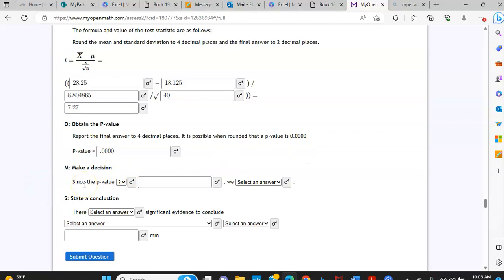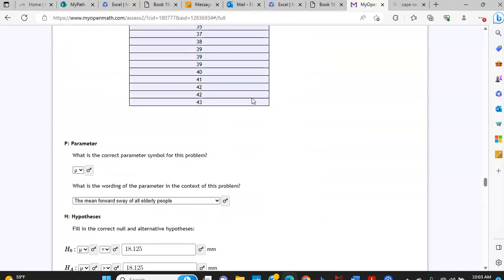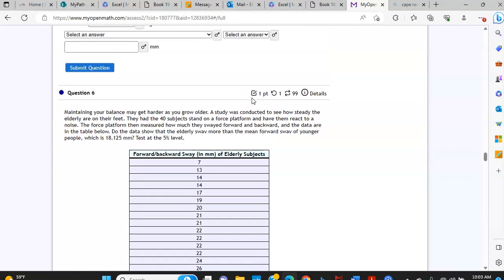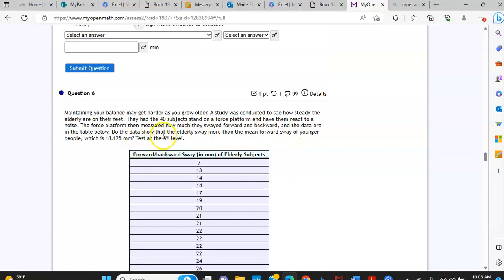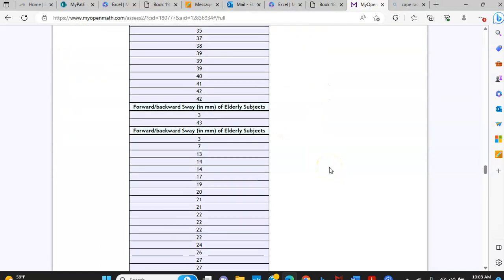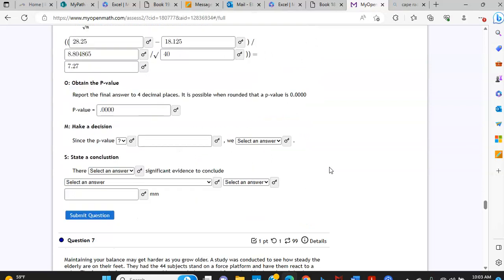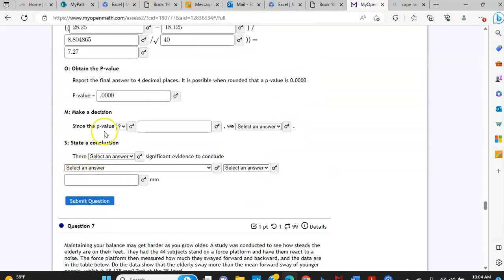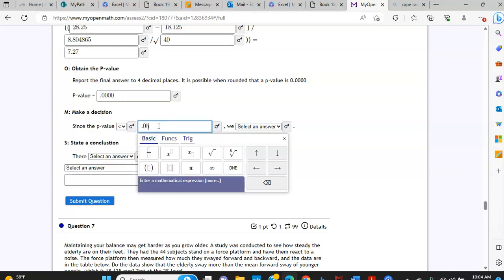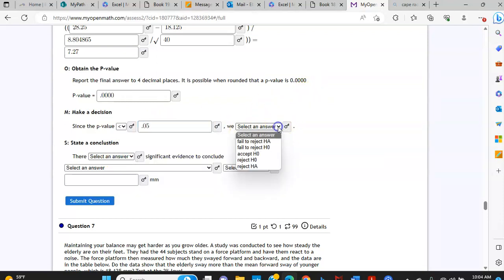All right, now that p-value is incredibly small. Let's go back up here. We were testing at the 0.05 level, so it's certainly smaller than 0.05, which means it falls in the rejection region, and we are going to reject our null hypothesis. So since the p-value is less than 0.05, we reject the null hypothesis.